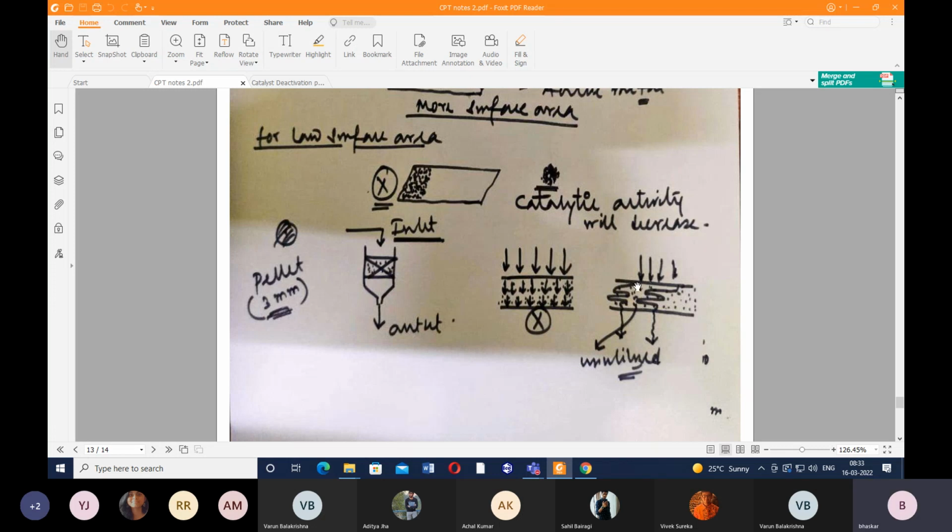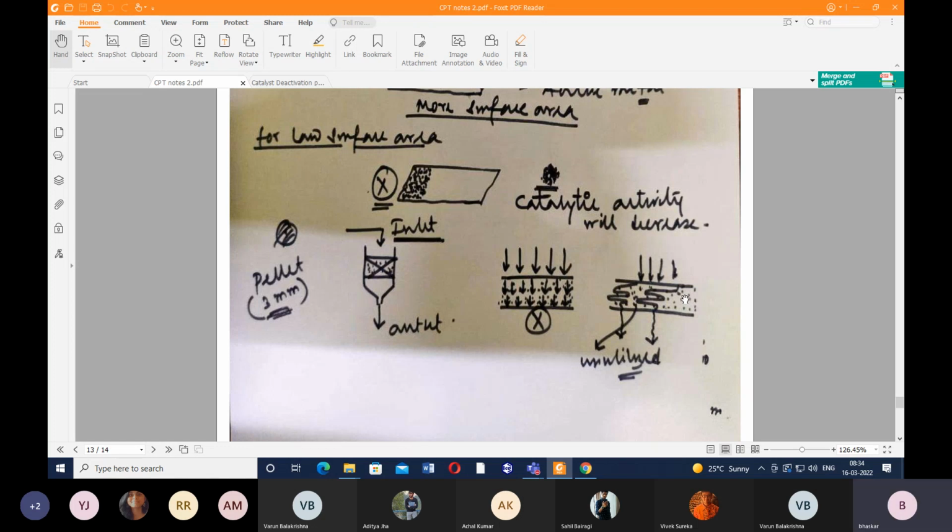But in the ideal situation, it should be like this, meaning we want each and every part of the bed to be utilized. But in real life, this thing happens: it follows a tortuous path. If it follows the tortuous path, then most of the bed, like this part, this part, this part, even that part, and this entire region will remain unaffected. That means this part of the bed won't come in contact with the reactant gas molecules.